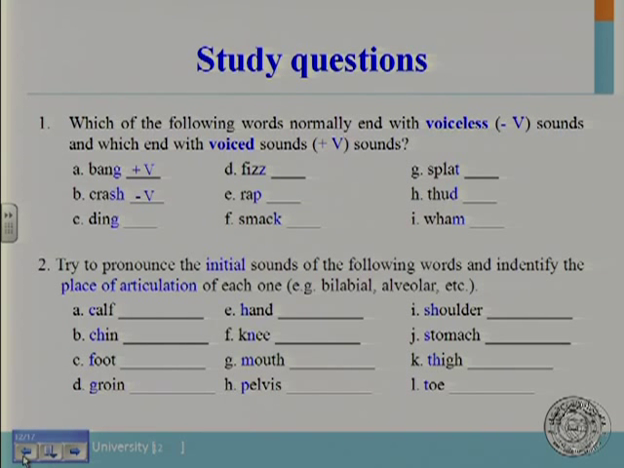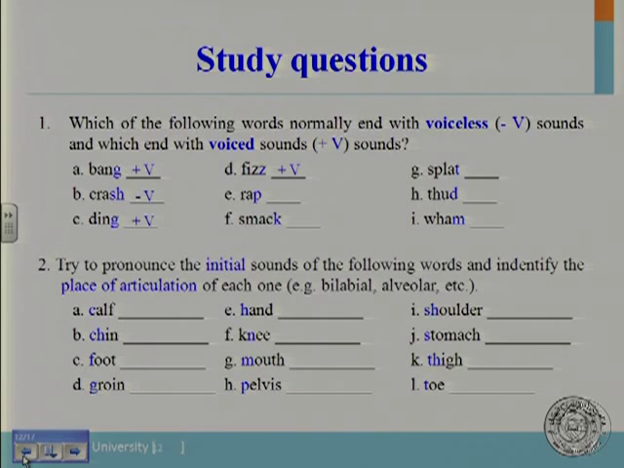Now, let us see. Ding. Try to practice. Is it voiceless or voiced? The answer is, of course, it is a voiced sound, g. Next, fizz. It's very easy. Absolutely right. It is a voiced sound, z. You can feel the vibration.